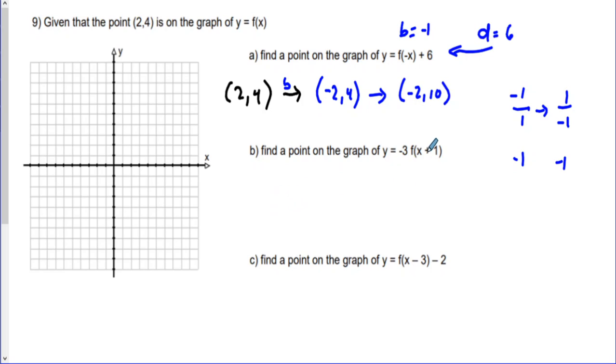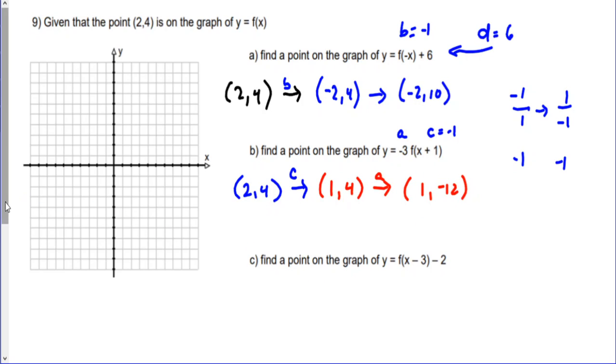Okay, same thing's going to happen with number 2. I'm going to start off at that same 2 comma 4. Right, this is a different transformation on this f of x. It looks like I have an a value and I have a c value, which is really -1. So I'm going to start off with c, because remember, b, c, a, d. I don't have a b. Next thing is c. All right, so I'm going to add -1 to my x coordinate. There it is. Okay, and then I'm going to multiply by a. Okay, so that looks like it's going to be -12, right? 1, -12.